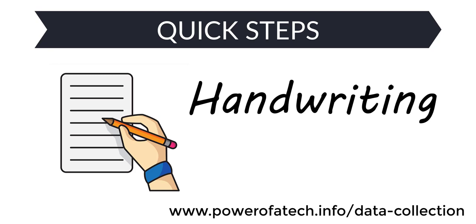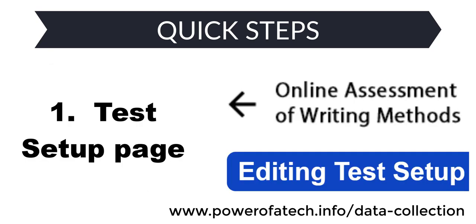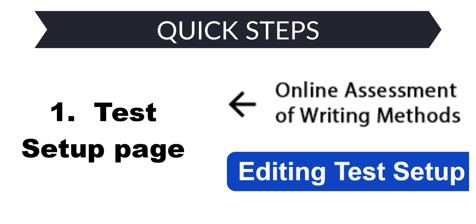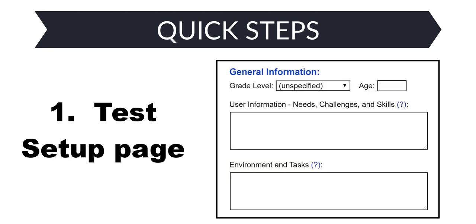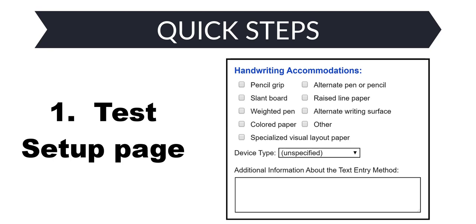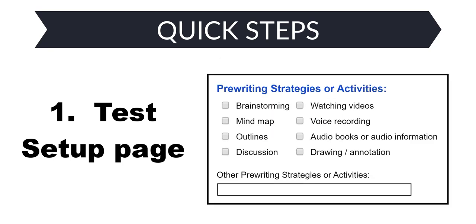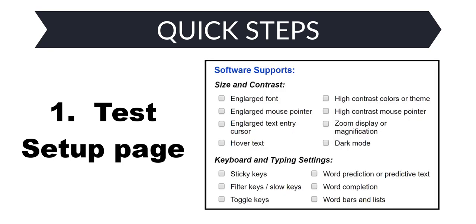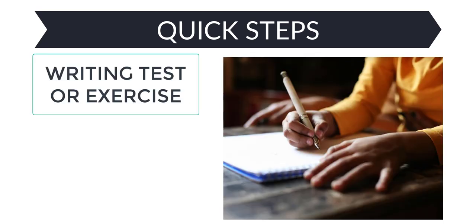So the first step is the adult completes the test setup page, which will allow you to document how the student will be writing. This is optional, and we'll talk about that in a lot more detail later on. So the part that the student does is actually extremely simple.